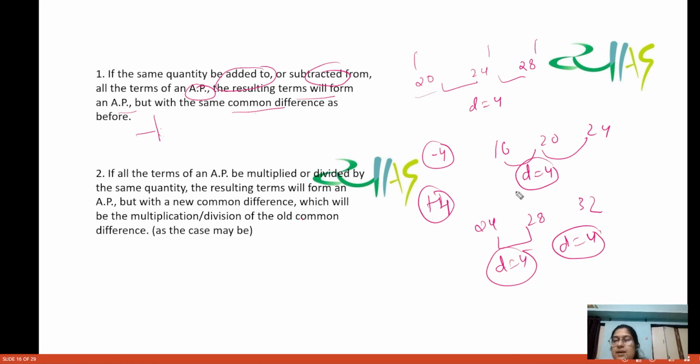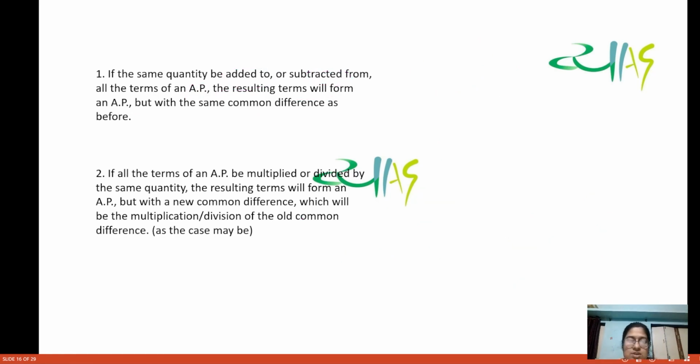Okay, so basically it is saying कि अगर आप किसी AP के सारे ही terms में same operation कर दें of addition by a same number और subtraction by a same number, then that is also AP, but उसका common difference वही रहेगा जो पहले वाले AP का रहेगा. So that is what this property said.